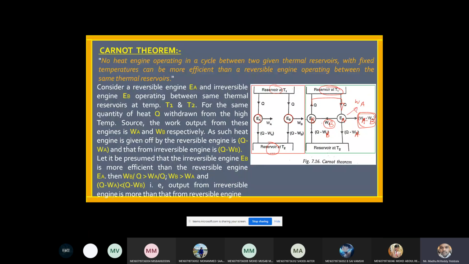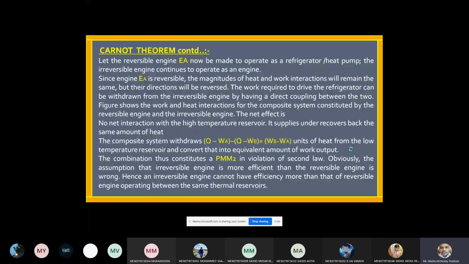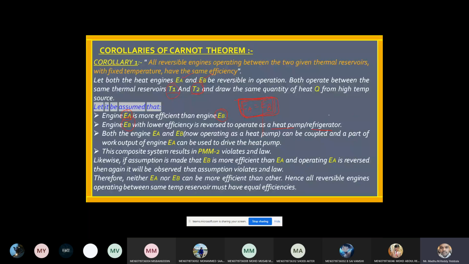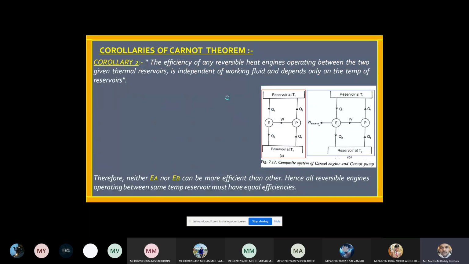This is according to the first law of thermodynamics, but it is violating the second law as a Kelvin-Planck statement. Therefore, the assumption we made, let us say the efficiency of engine A is greater than B, is wrong. Therefore, I can say that both the engines have the same efficiency, EA equal to EB. This is corollary one: all reversible engines operating between the same thermal reservoirs will have the same efficiency.